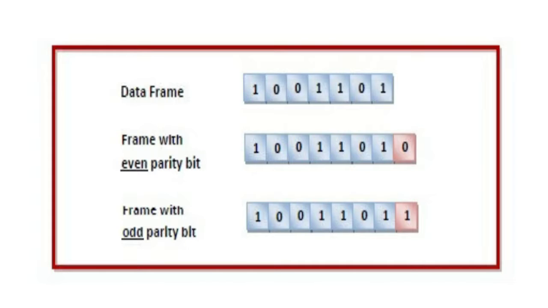Now if you count, after making P equal to 1, the ones in the data frame, the number of ones is 5. Therefore, it is an odd parity case.